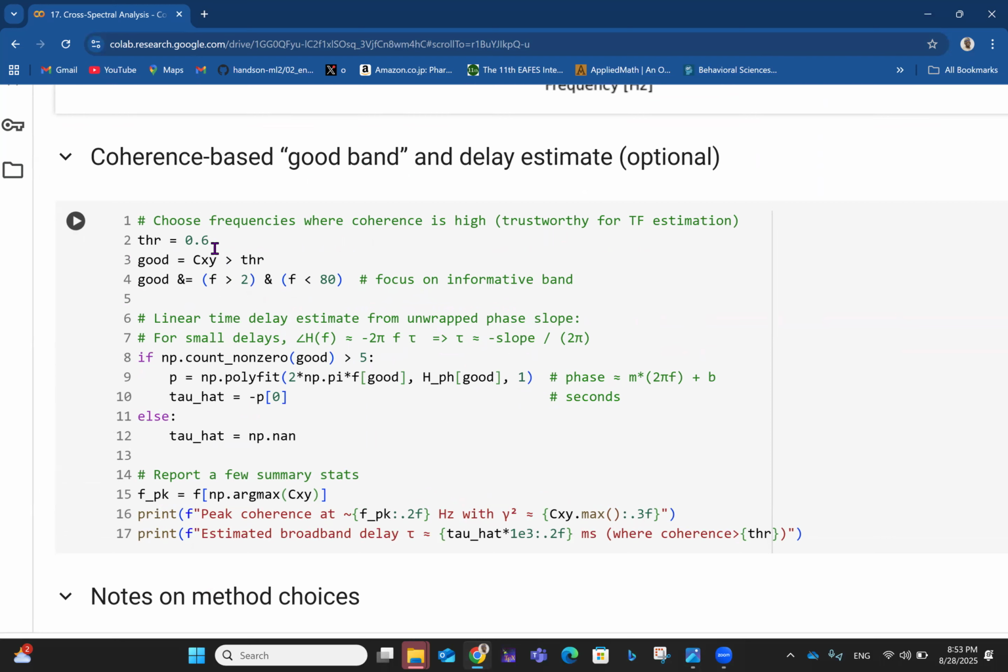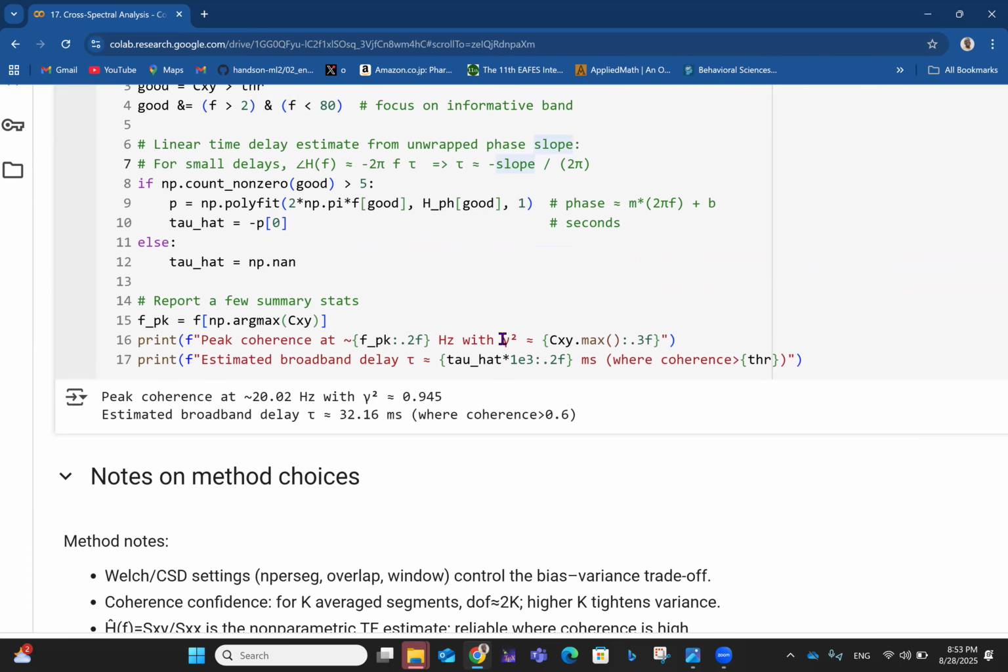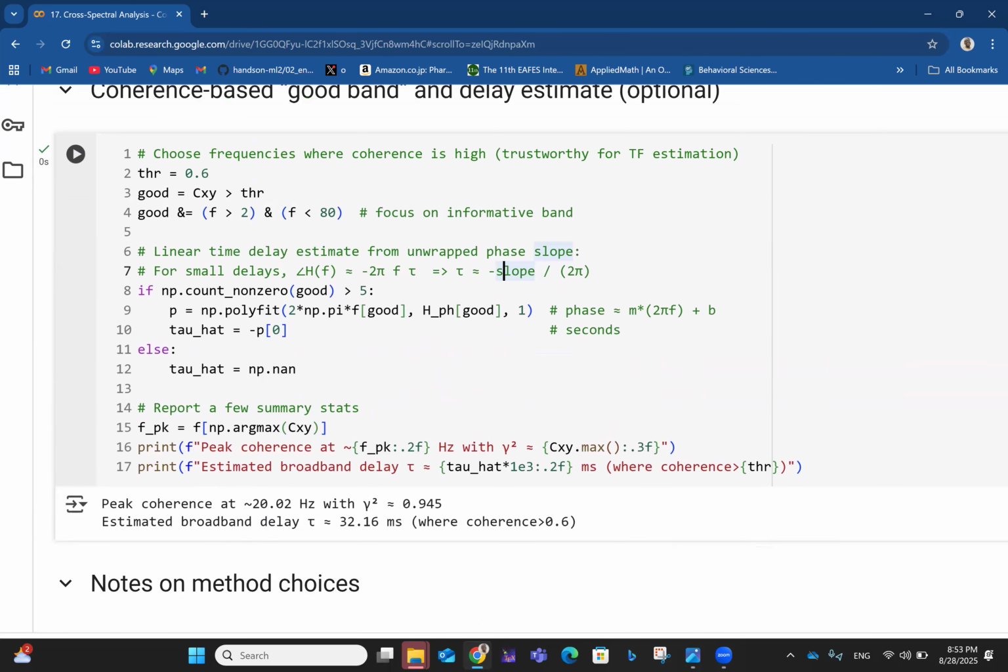So we have THR is 0.6. Then you have CHXY. You can take a closer look if you're interested in that. From this, we can read that peak coherence is at approximately 20.02 hertz with gamma squared approximately 0.945. The estimated broadband delay is tau, approximately 32.16 microseconds, where coherence is greater than 0.6. Of course, all of that is coming from the code here, so you can try to understand the code.